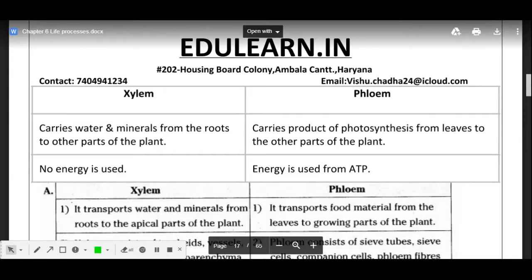In xylem, no energy is used because it works on the principle of transpiration. That is, you can say, a kind of pressure exerted, right? Transpiration pull, we can say. And phloem works with the help of energy. That energy is taken in the form of ATP, right?